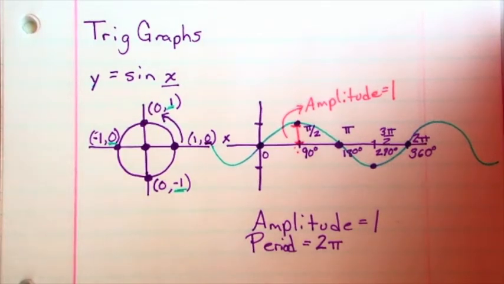So this is the general form, y equals a sine of k times x minus b. Now this whole thing is what we're taking the sine of. So you can think of it as being in brackets if you need to, so that you know that whole thing is what we're taking the sine of.